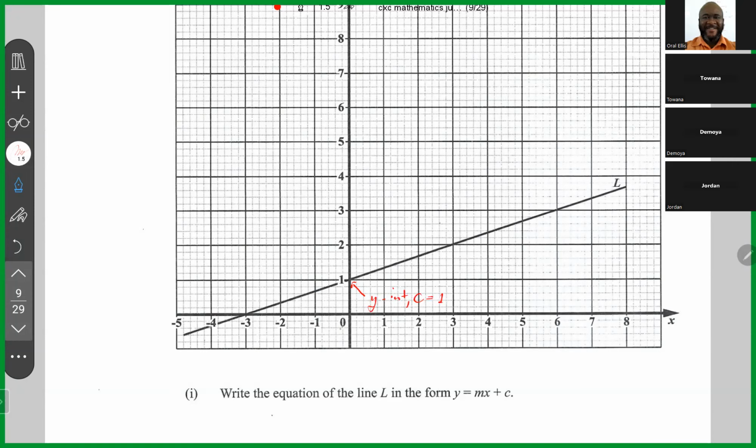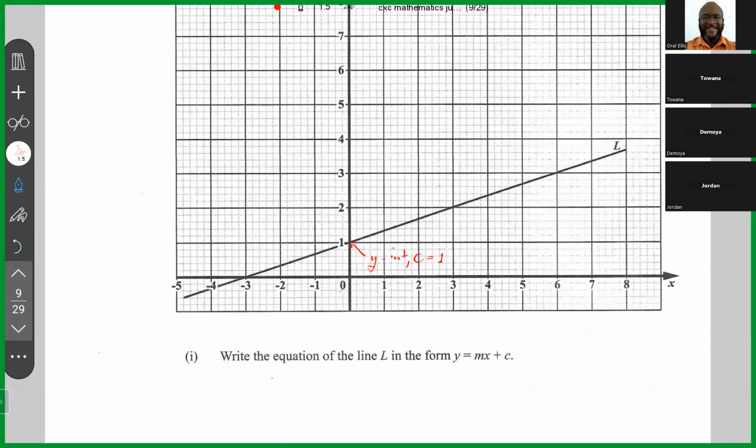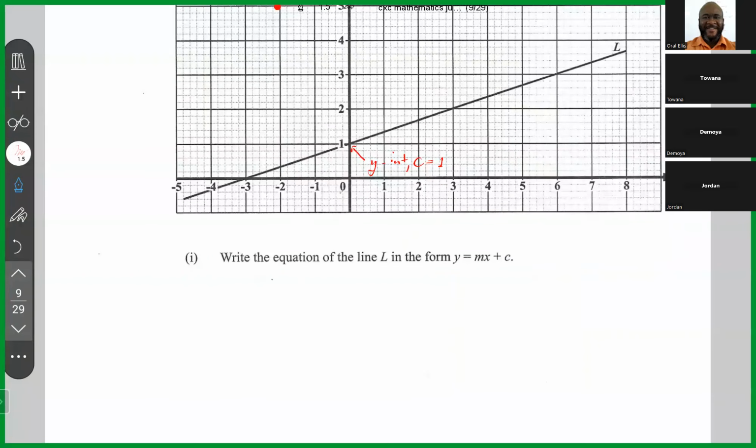So I said a straight line is defined by two things. It's defined by its gradient and by the y-intercept. All right, let's find the gradient. In order for me to find the gradient, I need the coordinates of 2 points on the line. I'm going to use the y-intercept and the x-intercept. The y-intercept is (0, 1), and the x-intercept is (-3, 0). So the 2 points I'm using are (-3, 0), which is the x-intercept, and (0, 1), which is the y-intercept.